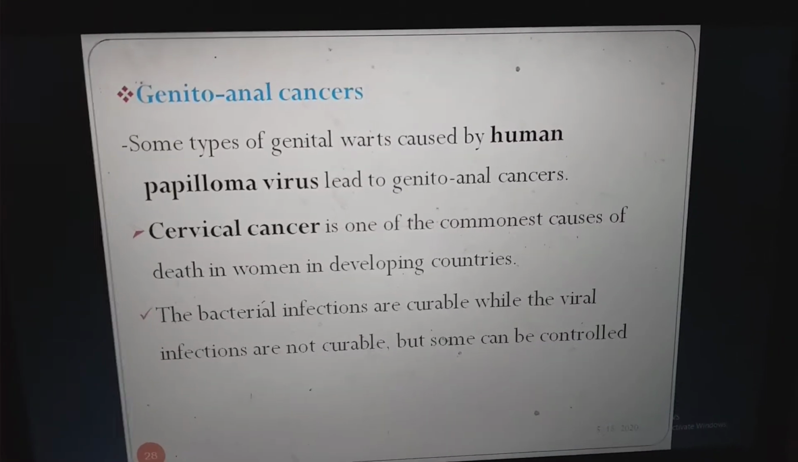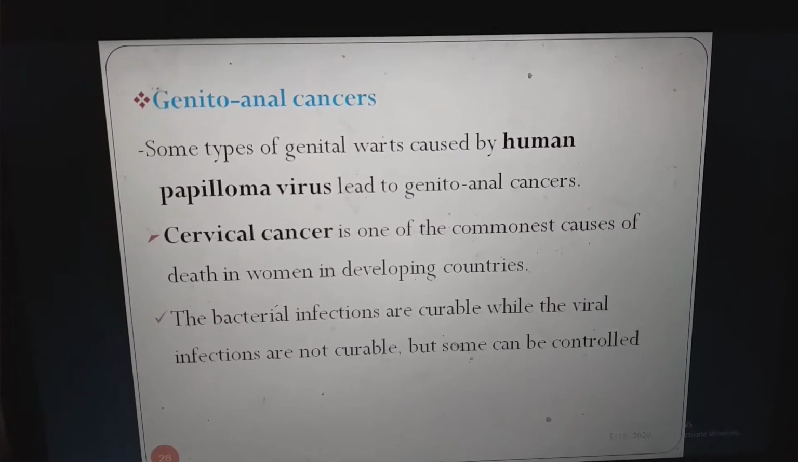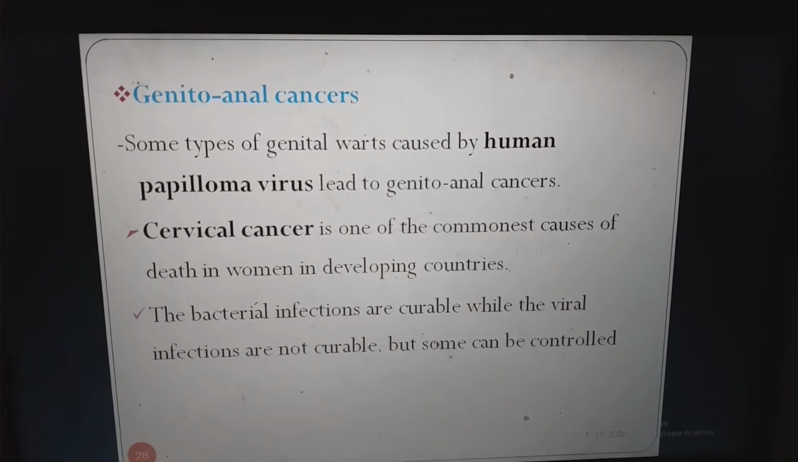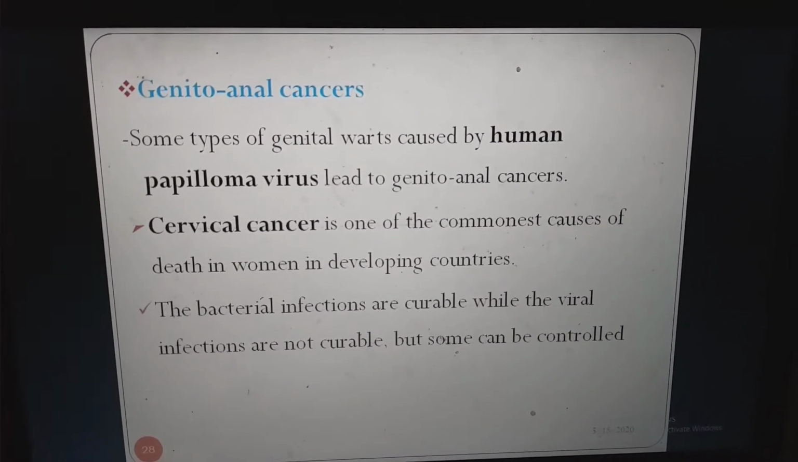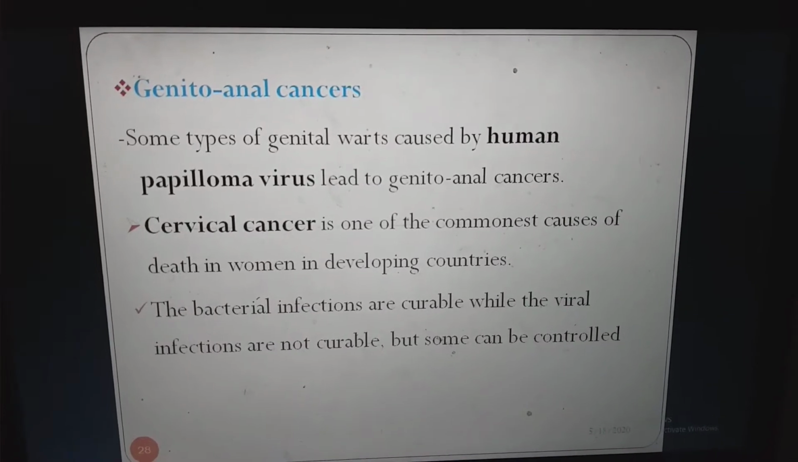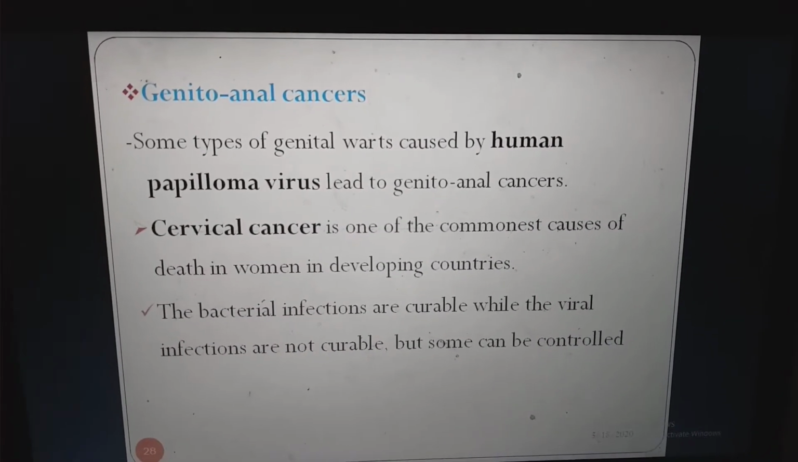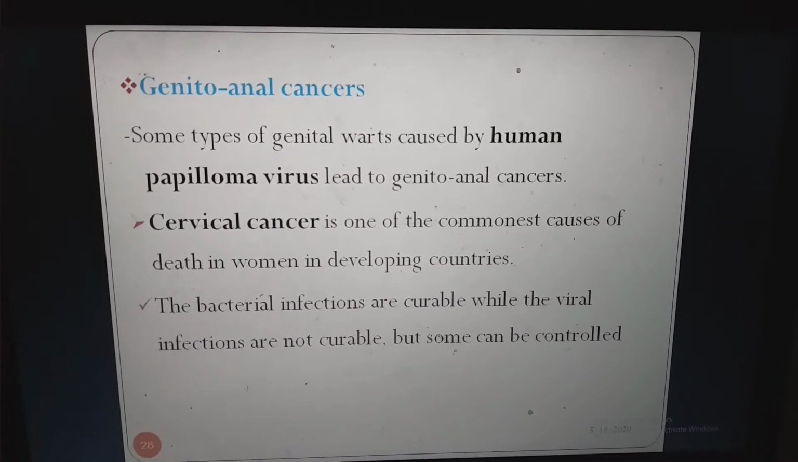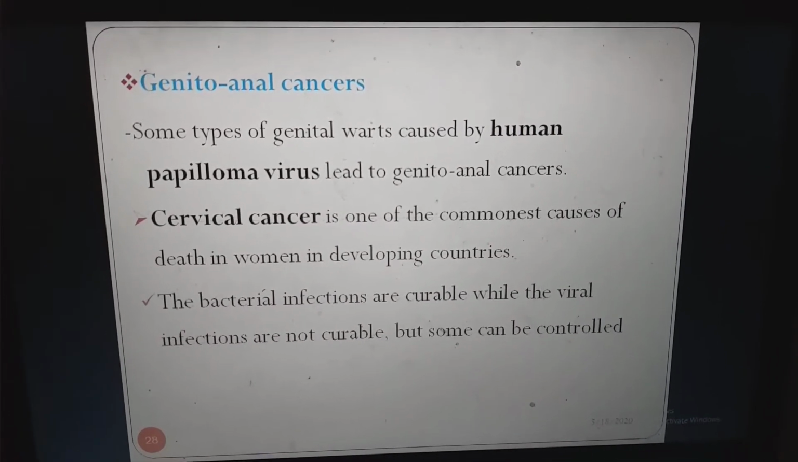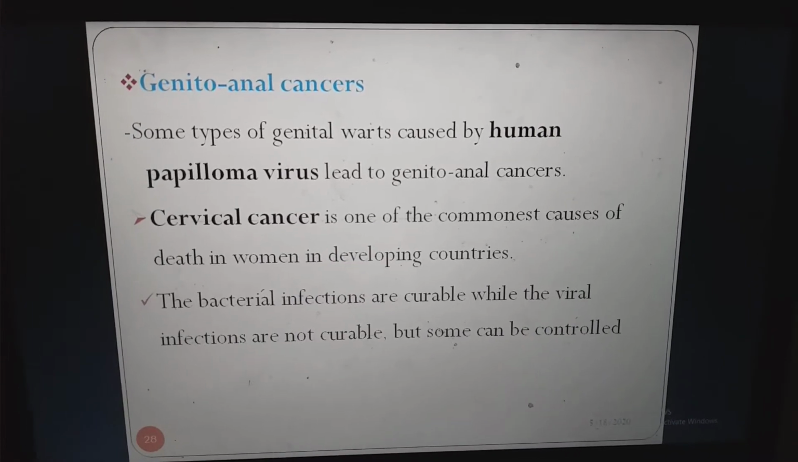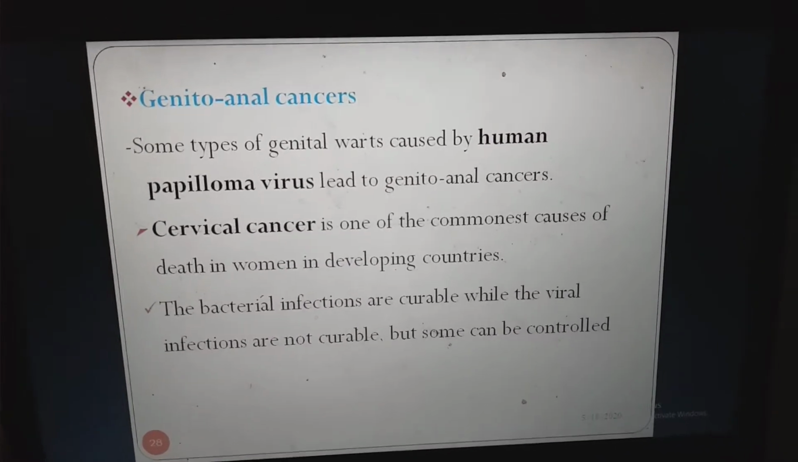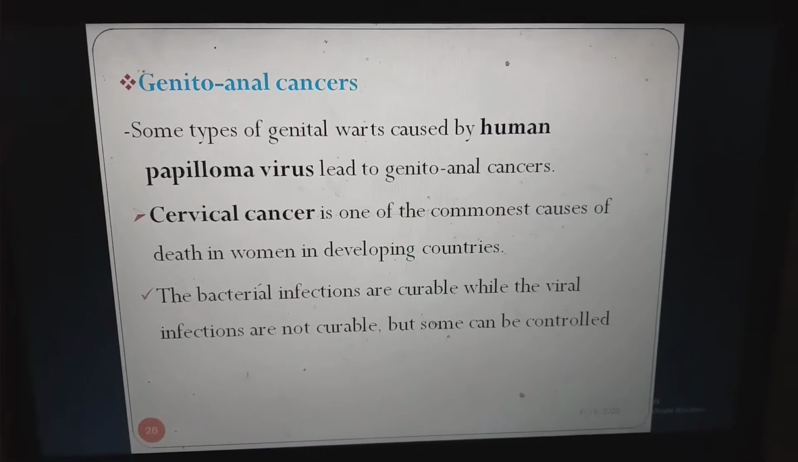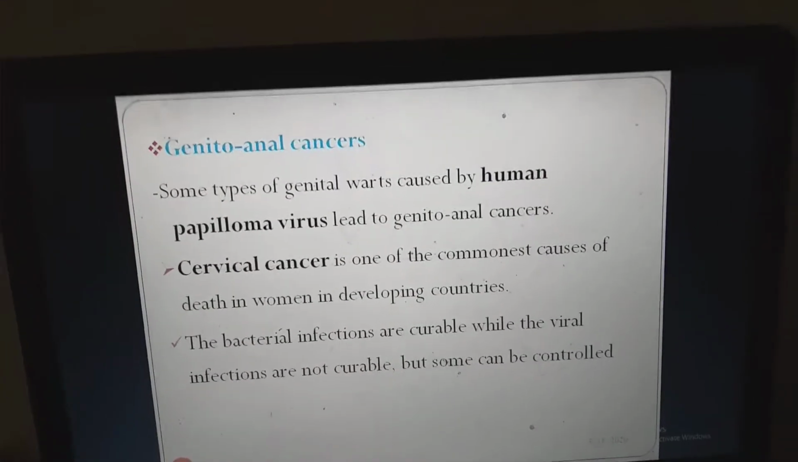Genitoanal cancer: some types of genital warts caused by human papillomavirus lead to genitoanal cancer. Cervical cancer is one of the commonest causes of death in women in developing countries. Bacterial infections are curable while viral infections are not curable, but some can be controlled. Don't forget, bacterial infections are curable, but viral infections are not curable, even if we can control them.